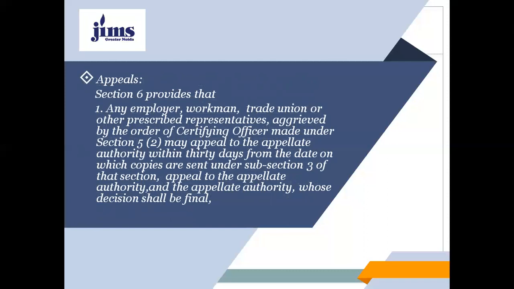So far as the appeals provision is concerned, it is given under section 6 of the Industrial Employment Standing Orders Act, 1946. We have already discussed that any employer, workman, trade union, or other prescribed representative aggrieved by the order of the certifying officer made under section 5, subsection 2, may appeal to the appellate authority within 30 days from the date on which copies are sent under subsection 3 of that section, and the appellate authority's decision shall be final.